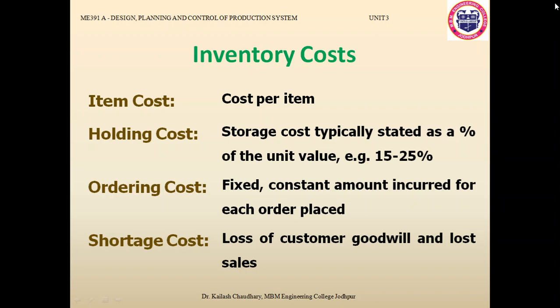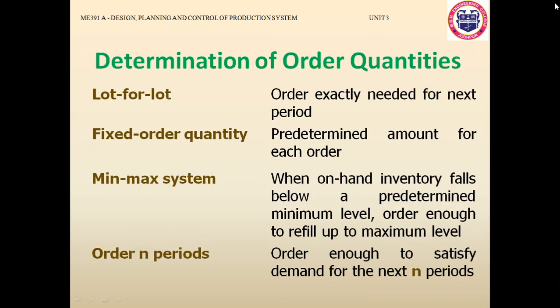Ordering cost is fixed, a constant amount incurred for each order placed, while shortage cost is the loss of customer goodwill and lost sales. How you determine the order quantity depends on several approaches. You can try one of these to satisfy your demand.